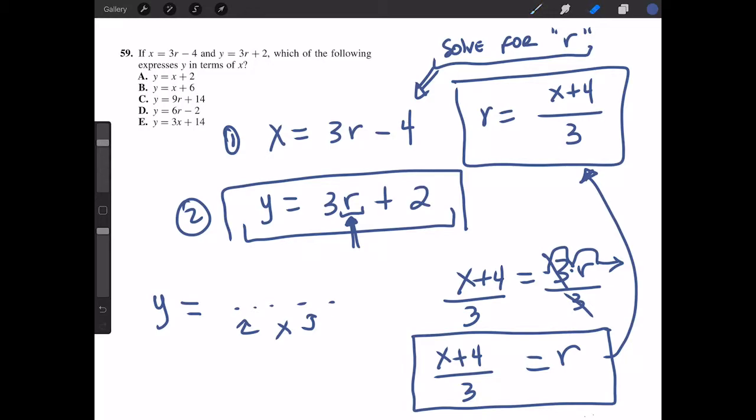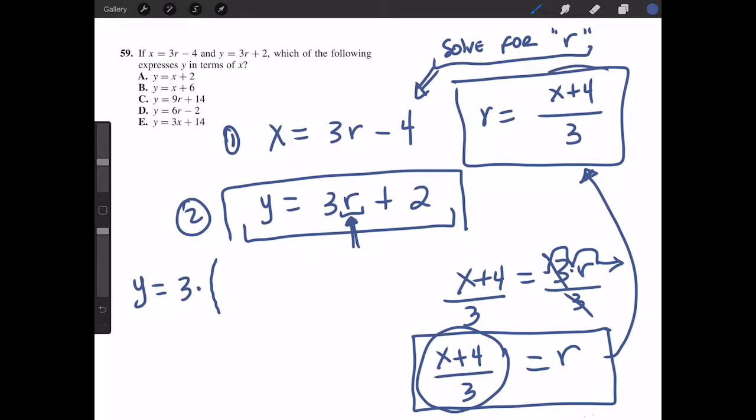Okay, so now that we know what r is equal to in terms of x, we can go back to equation 2 and say y equals 3 times, now I'm going to open a parenthesis here and plug in the r value we found, x plus 4 divided by 3. So x plus 4 divided by 3, close the big parentheses, and then plus 2. Remember, you need to plug in with parentheses always. Otherwise, you're going to end up making some serious mistakes.